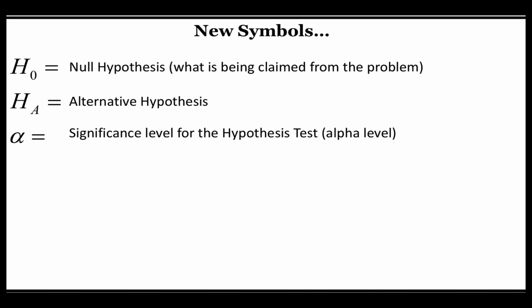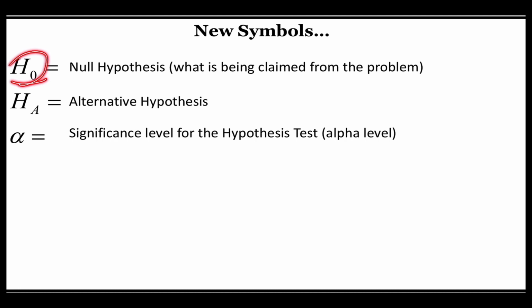The first one is H sub 0. It's called the null hypothesis. The symbol is H sub 0. What is being claimed? The null hypothesis is whatever is being claimed in the prompt that they're telling us. They're always going to claim something, right?